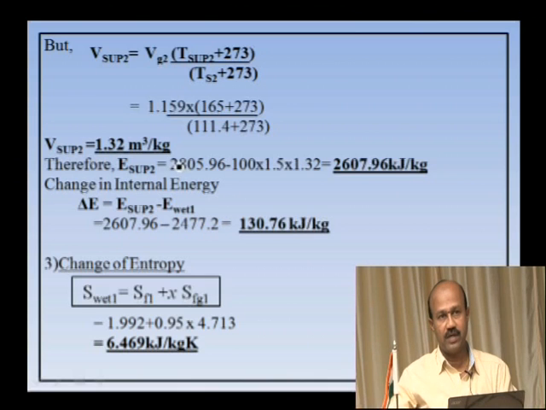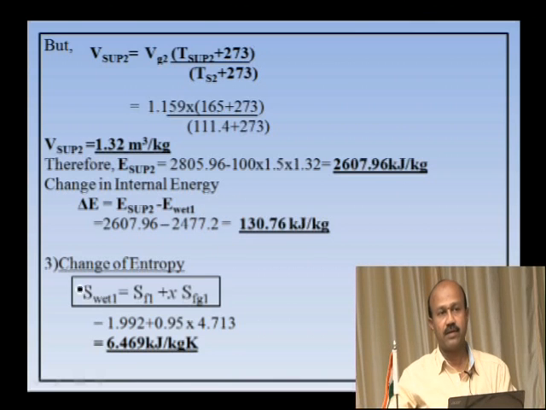Therefore, E2 is 2607.96 kilojoules per kg. Therefore, change in internal energy delta E is equal to final internal energy minus initial internal energy. Final is superheated, initial is wet. Therefore, E2 minus E wet 1 gives delta E around 130.76. Here also the answer is positive. Why? Because initially it is wet steam, and after the process it is superheated. Therefore, the answer is positive, that is, heat is added to the steam.